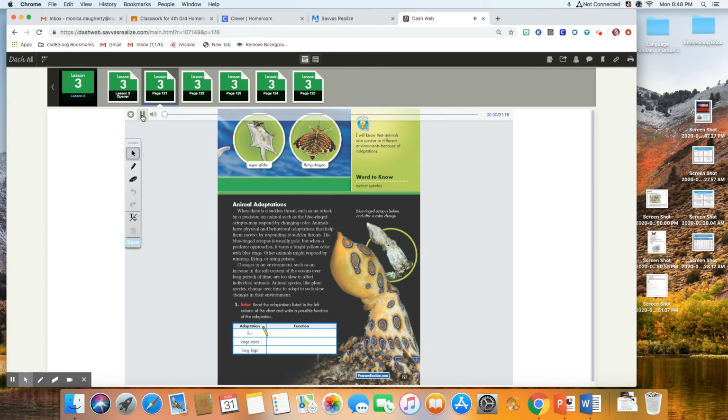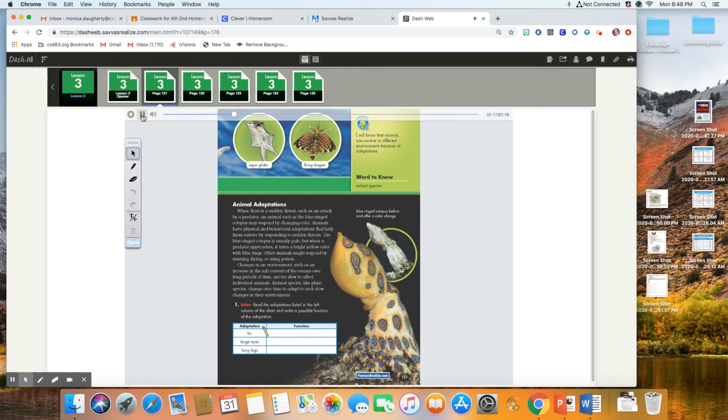Unlock the big question. I will know that animals can survive in different environments because of adaptations. Word to know. Extinct species. Sugar glider. Flying dragon. Animal adaptations.